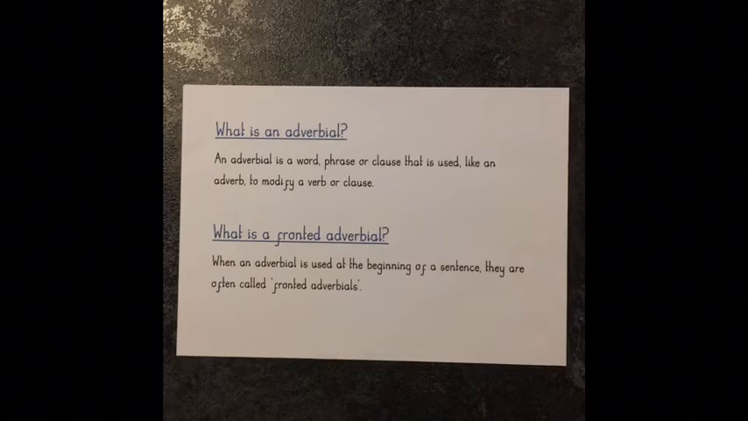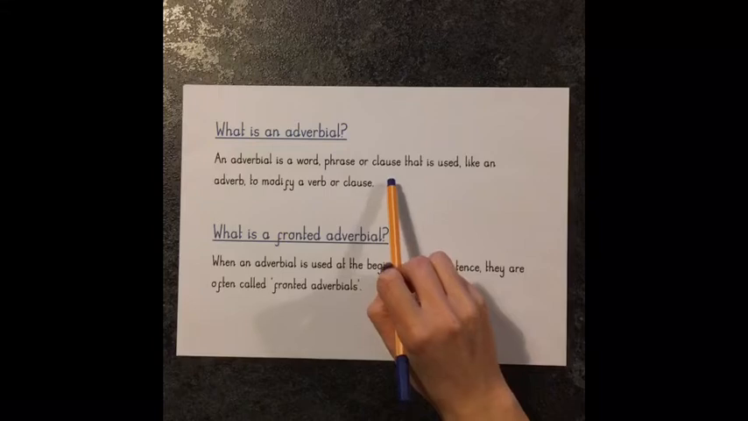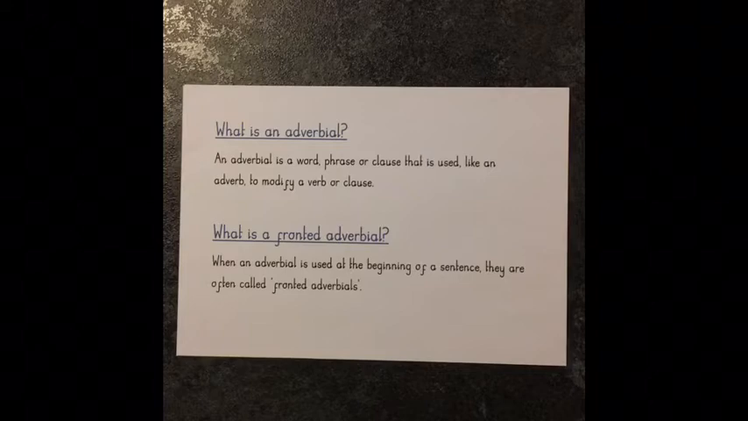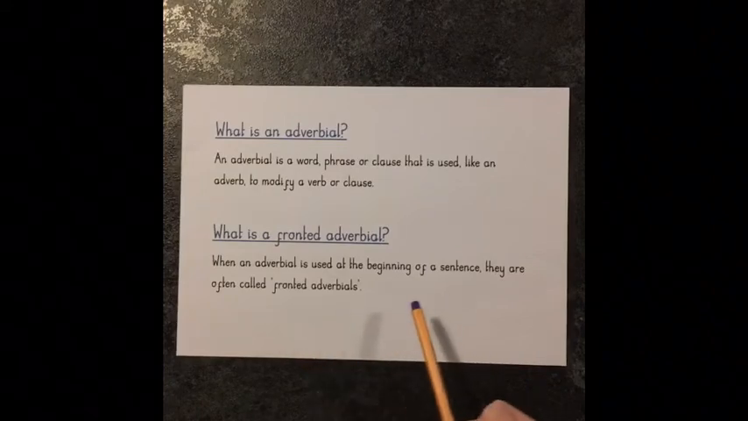Okay, so an adverbial is a word, a phrase or a clause that is used like an adverb to modify a verb or a clause. And of course we know that a clause is a sentence which consists of a subject and a verb. Now fronted adverbial. A fronted adverbial is when an adverbial is used at the beginning of a sentence. They are often called fronted adverbials.